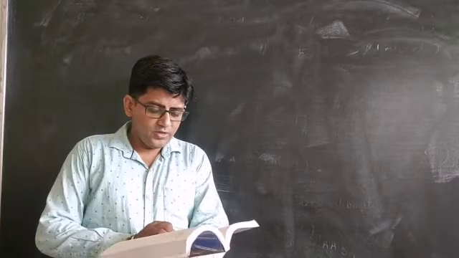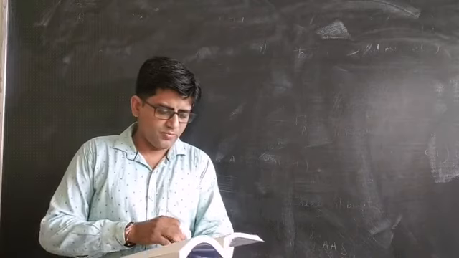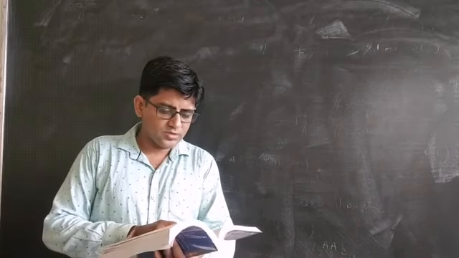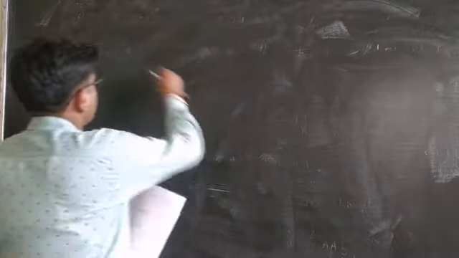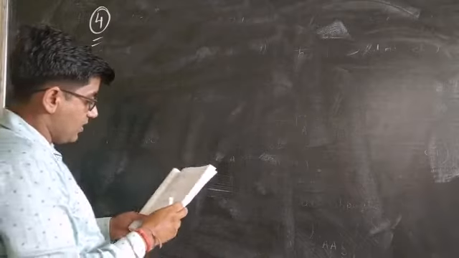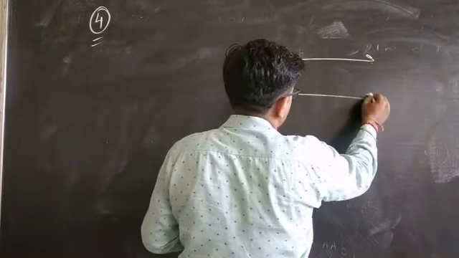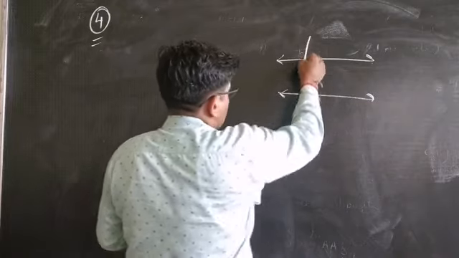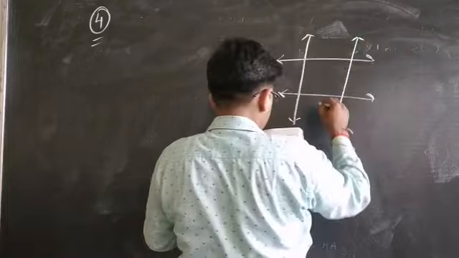Now, today we are going to start the next question of the exercise. We were doing exercise 7.1. We are going to start the next question, question number 4 of the exercise. Now, in question number 4, a diagram is given, and in this question, this diagram is given in the question.